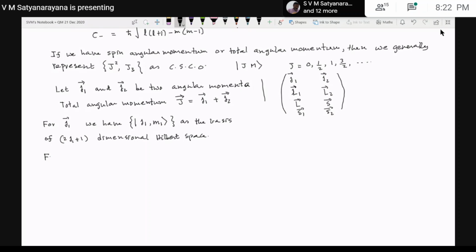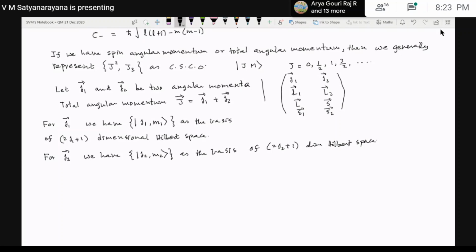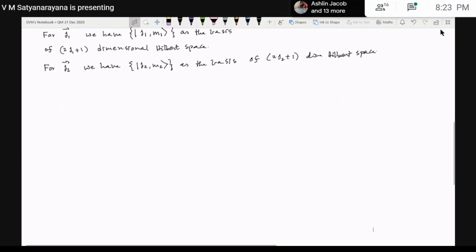On the other hand, for J2, we have this basis |J2, M2⟩ as the basis of a 2J2 plus 1 dimensional Hilbert space. These are finite dimensional Hilbert spaces once you fix your J1 and J2.